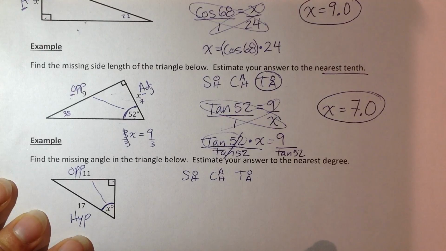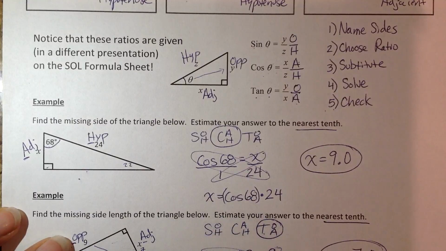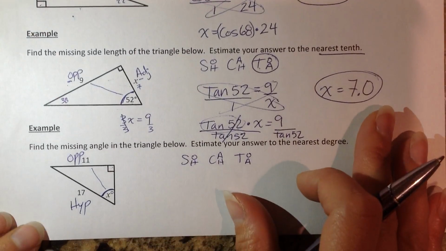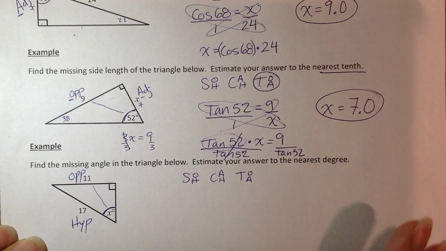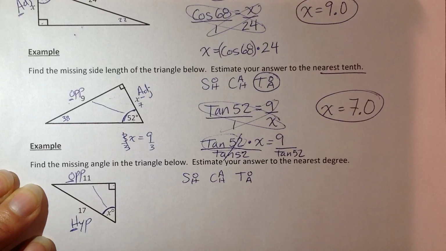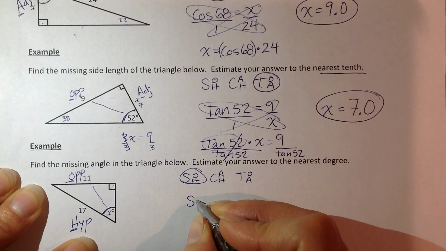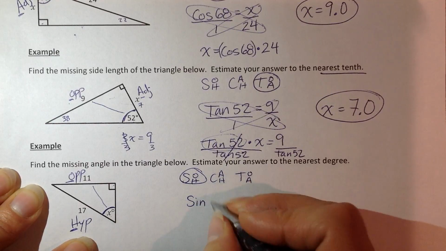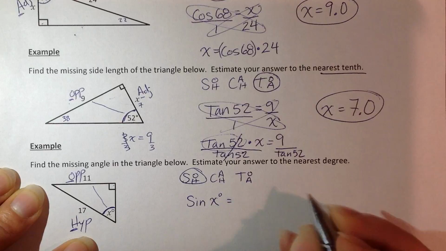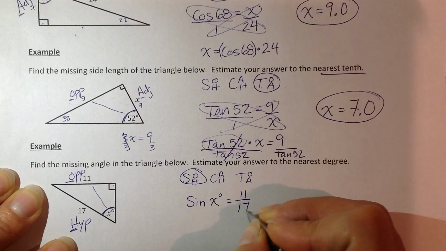If your choice is to use the formula sheet and you set this up, you only have to do it once on your sheet, and then every time you can pull out your formula sheet and use that. Step 2, choose my ratio. O and H, sine. Step 3, substitute. You can go to your formula sheet again if you forget what that's supposed to look like. It's sine of an angle. This time x is my angle, equals opposite over hypotenuse. Opposite is 11 over hypotenuse 17.